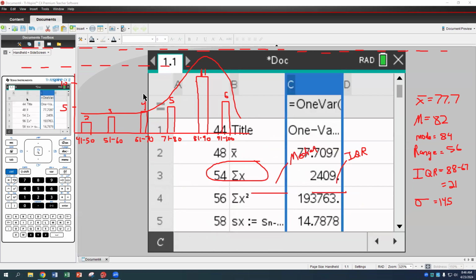Yep. All right, and then the two we care about, since it's skewed, are the median and the interquartile range. Interquartile range, right? Which is 21. Okay, good.